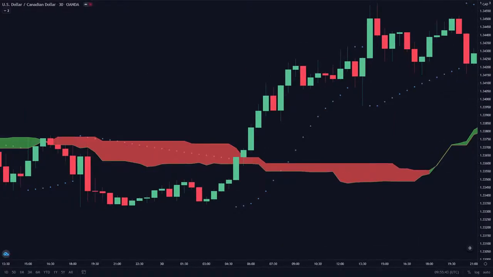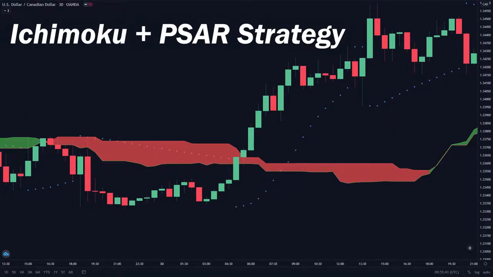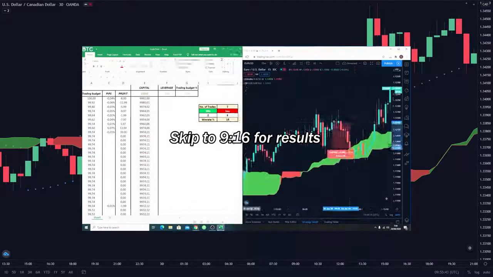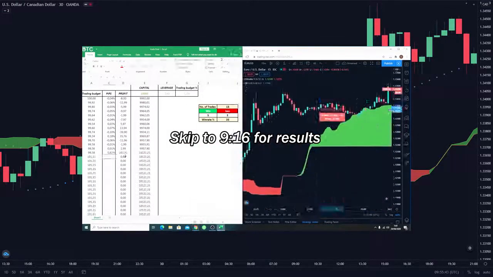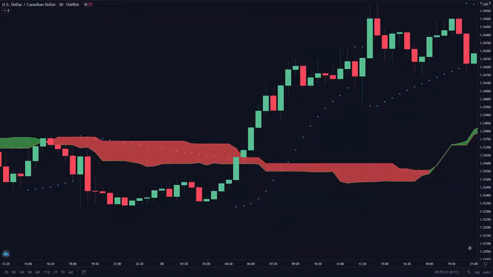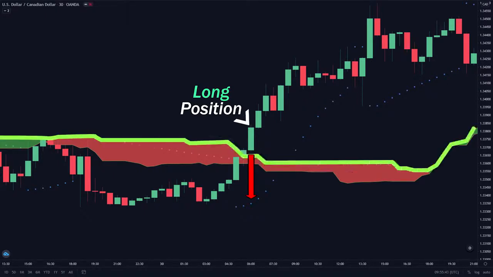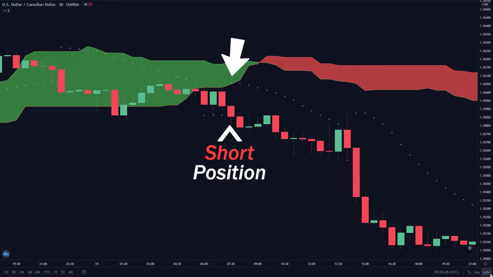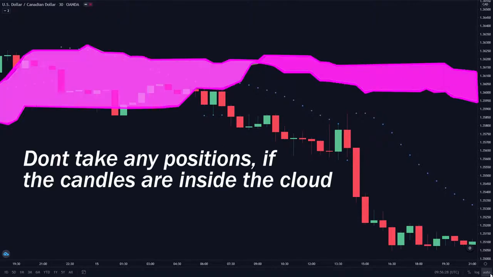Another strategy that you can use is by pairing up the Kumo cloud with another indicator such as the parabolic SAR. So actually I already traded this indicator combination 100 times in my other videos, so be sure to check that out as well. So how this works is you basically take long positions if the parabolic SAR is below the candles while still being above the clouds. And you take short positions when the parabolic SAR is above the candles while the candle is below the clouds. And don't take any positions if the candle is inside the clouds.